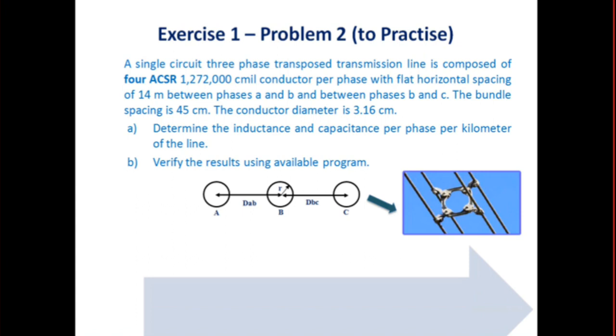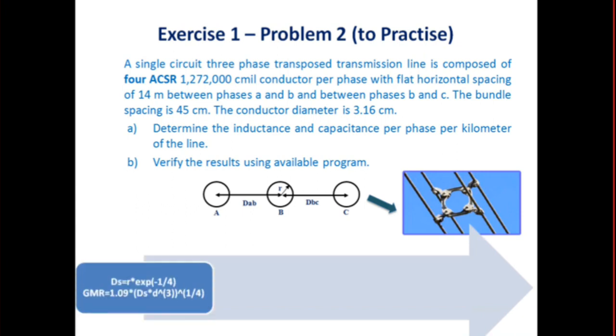So now what the procedure is, first you have to find the value for ds. ds is equal to r into exponential of minus 1 by 4. You have calculated r already, that is d by 2, right? Next GMR, so here it is a 4 ACSR conductor bundle, right? So the expression for GMR is 1.09 into ds into d cube, the whole power 1 by 4. Okay, so ds you have to substitute, and d is the bundle conductor spacing, that is 45 centimeter, right?